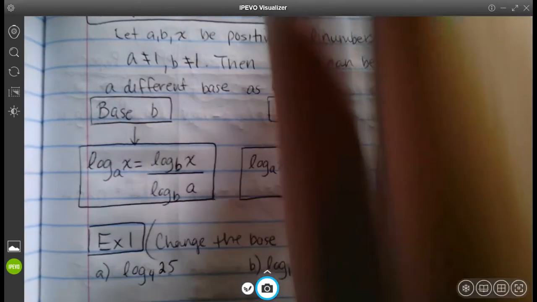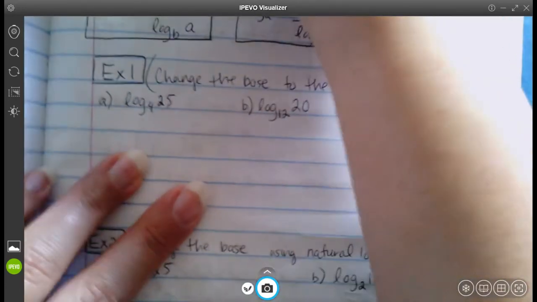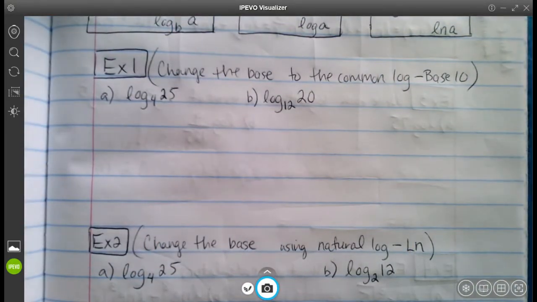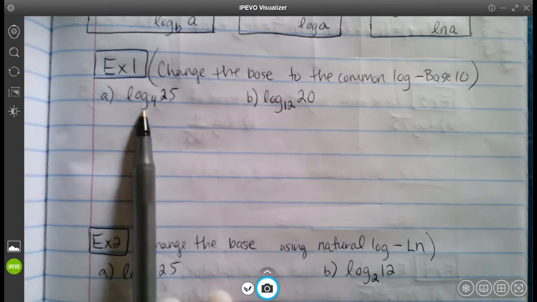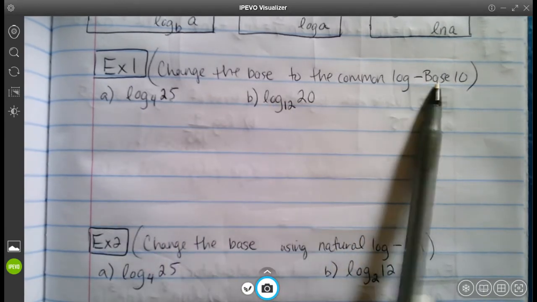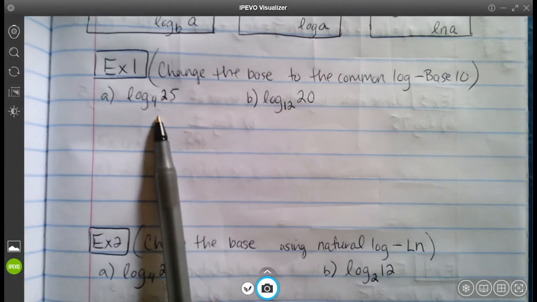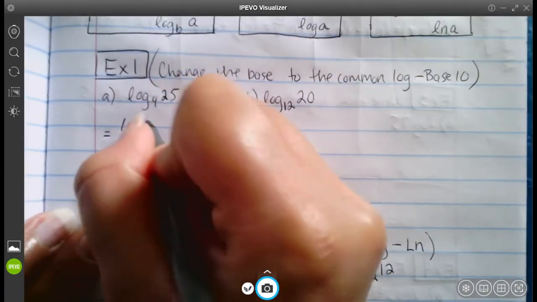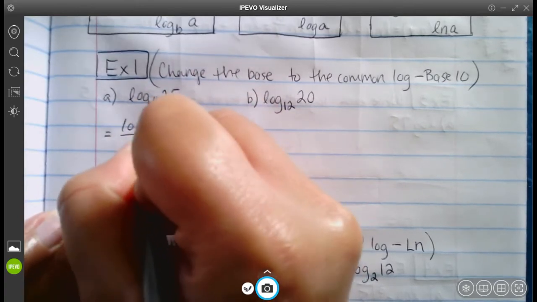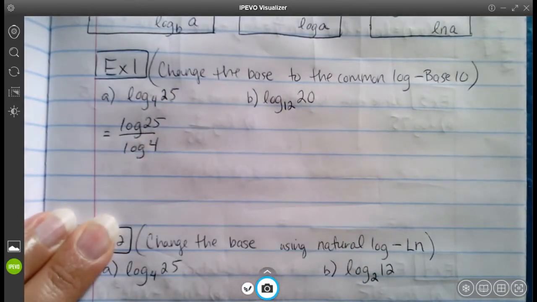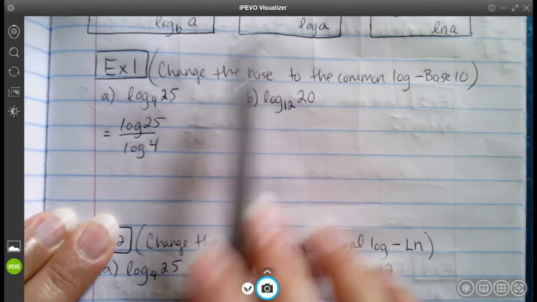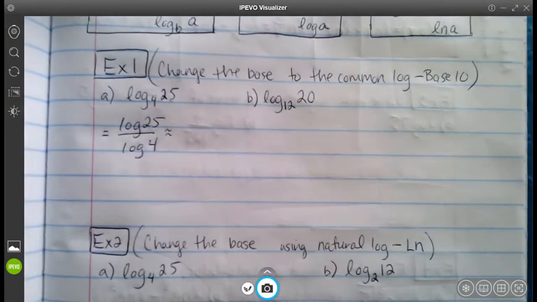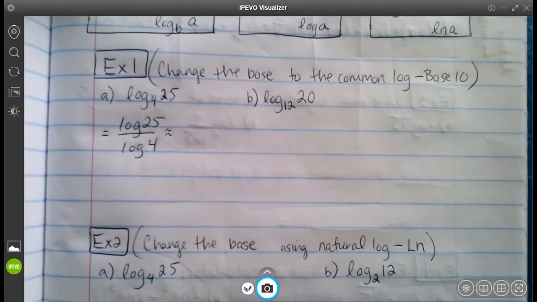Okay, let's go ahead and do some examples. These are going to be pretty quick. We do need to use a calculator for these, so I recommend using the Desmos one. We have example number 1, change the base to common log, which is our base 10. So for this first one, I'm going to go ahead and rewrite this as log of 25 over log of 4. Because for the common base, we're looking at the second one here, which just divides this by this in log form.